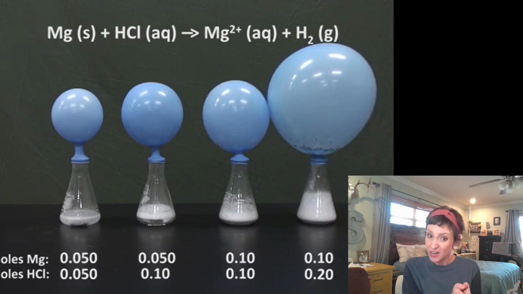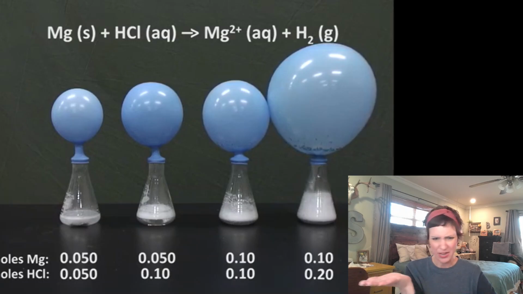This third one should be bigger because I have 0.1 to match the 0.1 of the hydrochloric acid. That's interesting. And then finally, moving on to my fourth balloon, that's the balloon where I have 0.1 moles of magnesium and now 2.2 moles of hydrochloric acid. And the amount of gaseous product that was produced looks really big.